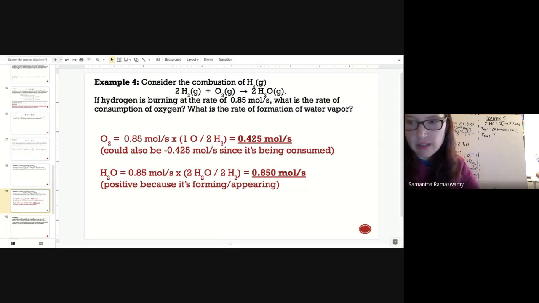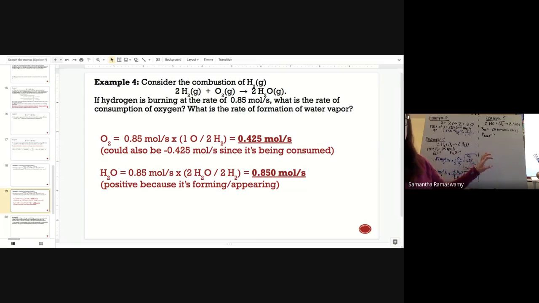Reactions have a rate of appearance and disappearance. The products appear, the reactants disappear. Think about this balanced equation, in example 3 or example 4: H2 plus O2 yields H2O. Water is being formed, it's appearing. Hydrogen and oxygen are being used up, they're disappearing. So reactants will always disappear.